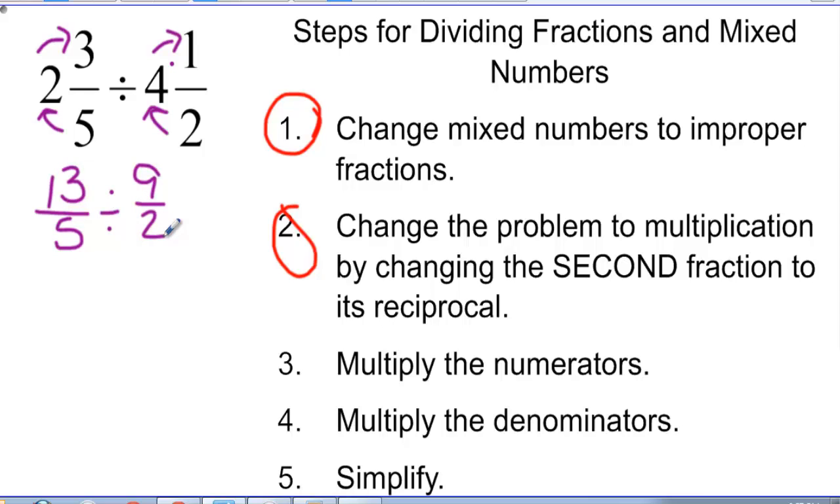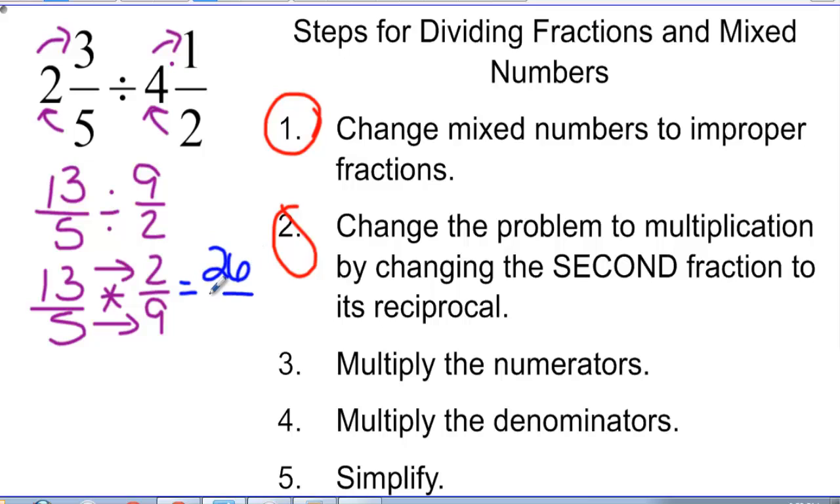Now my step 2 says to change the problem to multiplication by changing the second fraction to its reciprocal. The first fraction stays the same, and I'm going to multiply by the reciprocal of the second number. Now I'm going to multiply the numerators and multiply the denominators, so I am multiplying straight across here. 13 times 2 equals 26, and 5 times 9 equals 45. So now you can see I do have a fraction smaller than 1. This is a proper fraction.